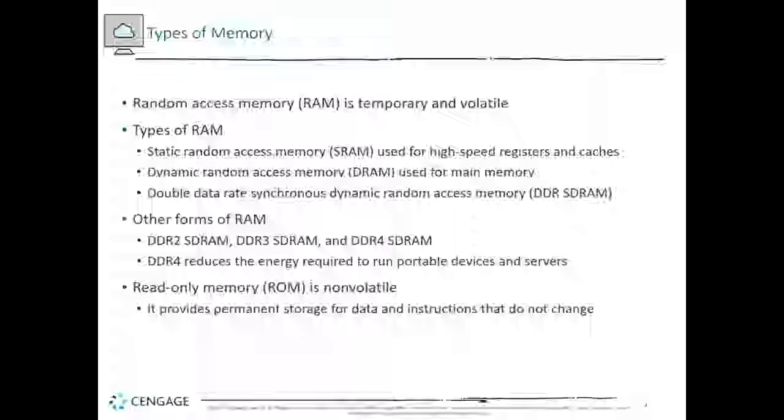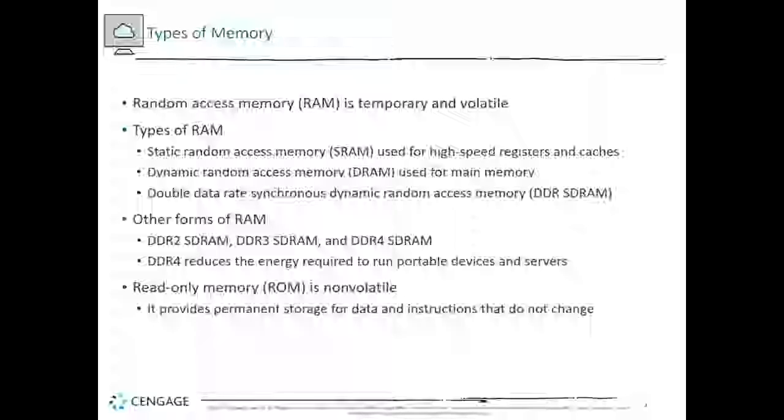Types of memory. Random access memory, RAM, is temporary and volatile. Types of RAM include static random access memory, or SRAM, used for high-speed registers and caches, and dynamic random access memory, or DRAM, used for main memory. Another form is double data rate synchronous dynamic random access memory, or DDR SDRAM.